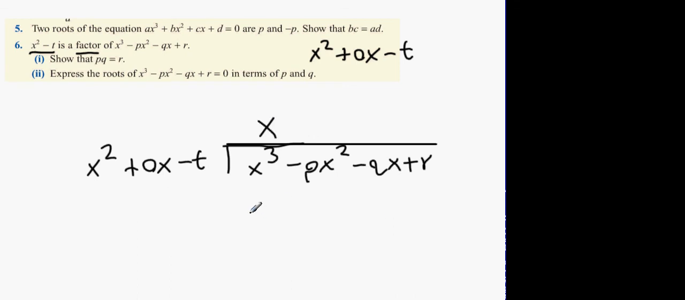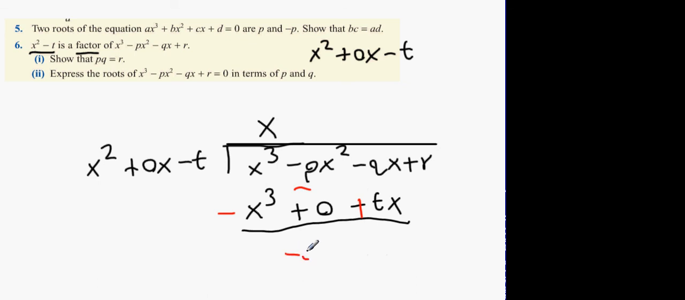x times x squared gives x cubed plus 0x squared minus tx. Come in, change the signs. We're going to get minus plus. We're going to get minus px squared. We're going to get tx minus qx, which is the same thing as t minus q x. Bring down the r.